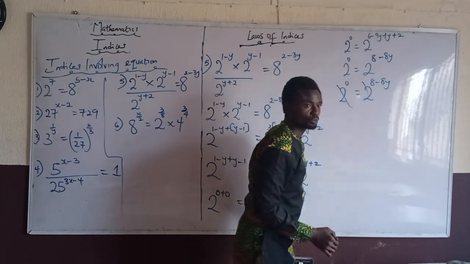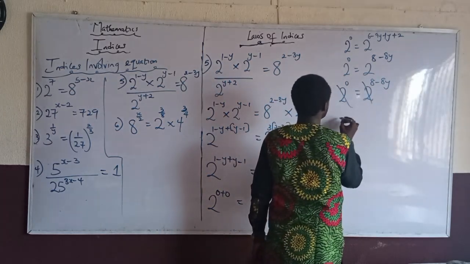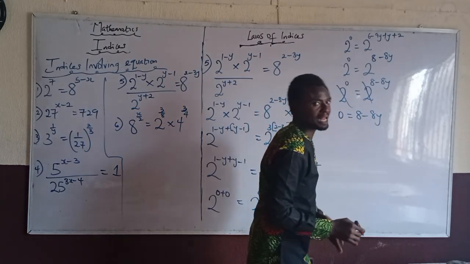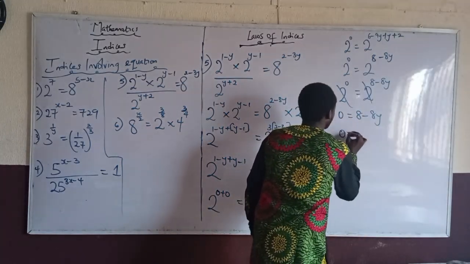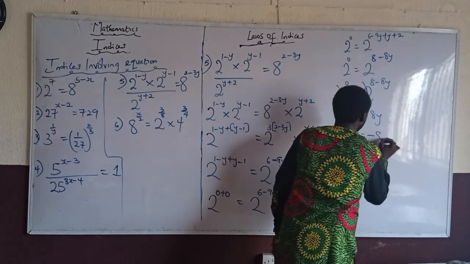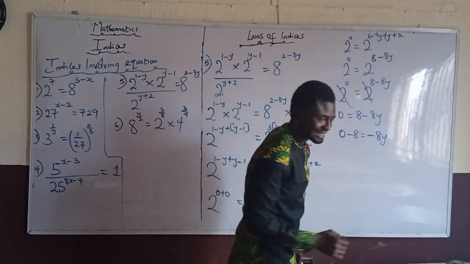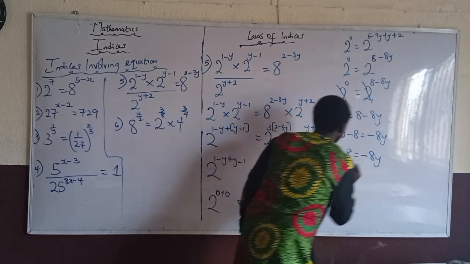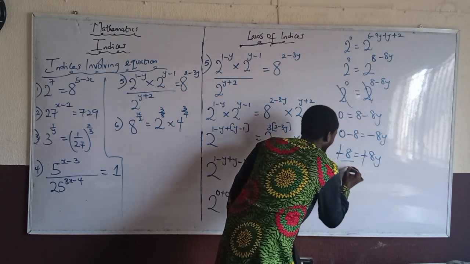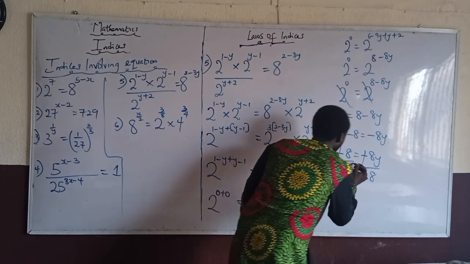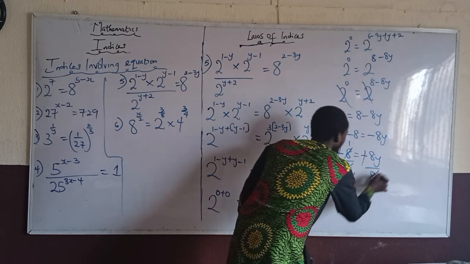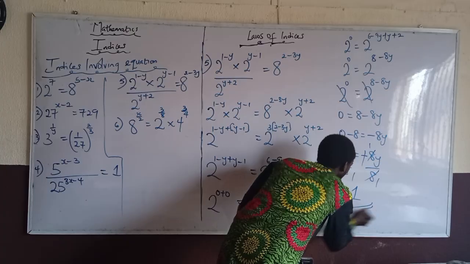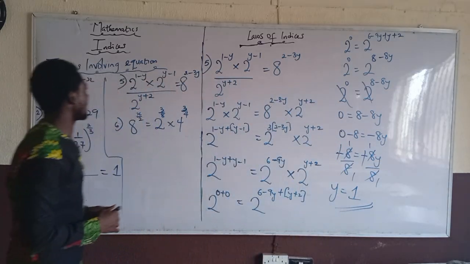So 2 cancels out 2. So here is 0 equals to 8 minus 8y. I will collect my like terms, which is 0 minus 8 equals to minus 8y. 0 minus 8 is minus 8 equals to minus 8y. Minus cancels minus, divide by 8, divide by 8. 8 here is 1, 8 here is 1. My y is 1. So that's number 5.